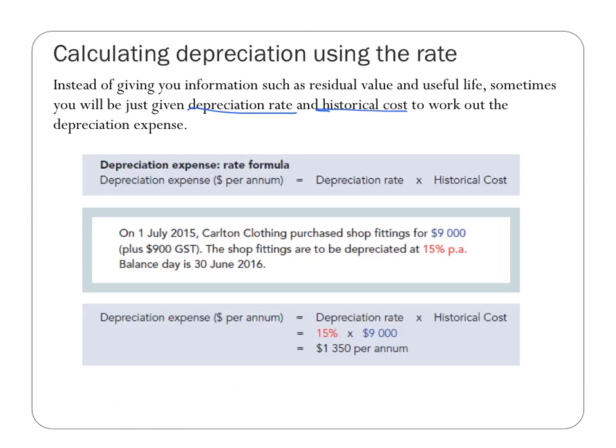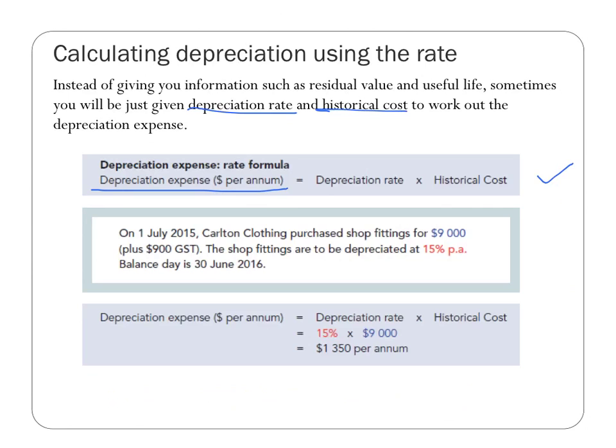Well, you know how to do this by now. Using the rate formula, just use depreciation rate times historical cost. That will give you the depreciation expense dollar amount per annum. Okay, let's have a look at an example.